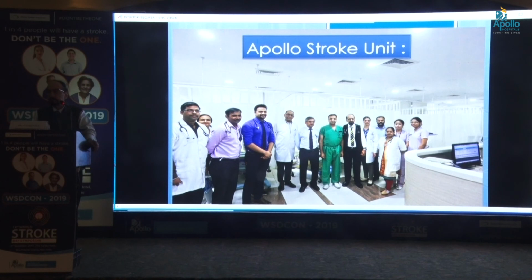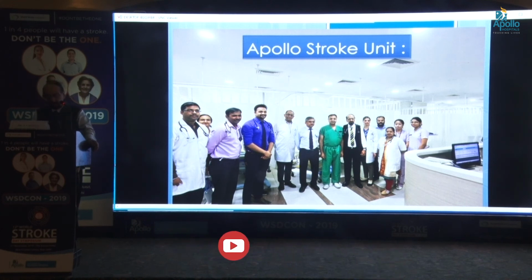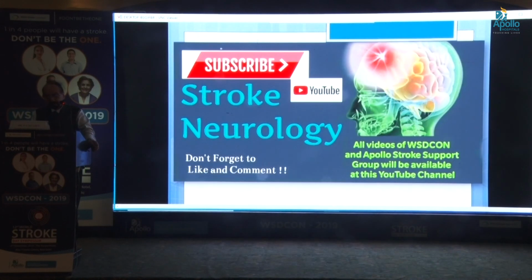acute ischemic stroke. Ladies and gentlemen, you cannot function alone. You have to function as a team. And I've been fortunate that in the Apollo Hospital, with the full support of the Apollo management, I've been able to set up an excellent stroke unit. And most of the people you see here are sitting in this gathering.